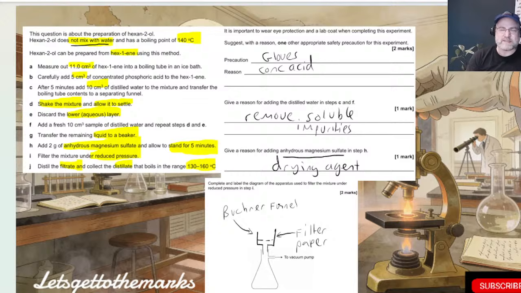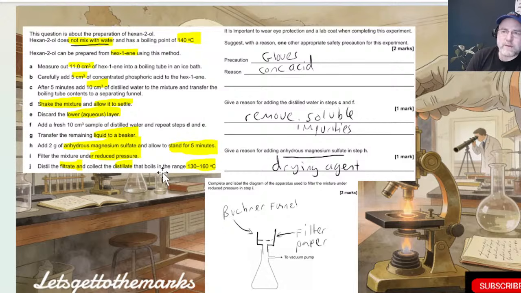Just remember this is called filtration under reduced pressure. You do this when you're making aspirin as well, when you're getting a solid precipitate and you want to dry it and wash everything off. In the aspirin one, you dissolve in the minimum amount of hot solvent like hot ethanol, then you recrystallize, you cool, and then you use a Buchner funnel to remove all of your soluble impurities. That's with aspirin, where you want the solid. Here we actually want to get rid of the solid impurities with the Buchner funnel, and we actually want the hexene. So yeah.